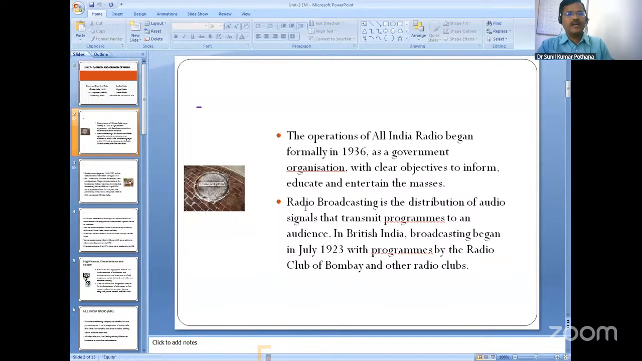The operations of All India Radio began formally in 1936. Actually, earlier in 1923, there was a club, but that was limited to one area, that is the Bombay Radio Club.